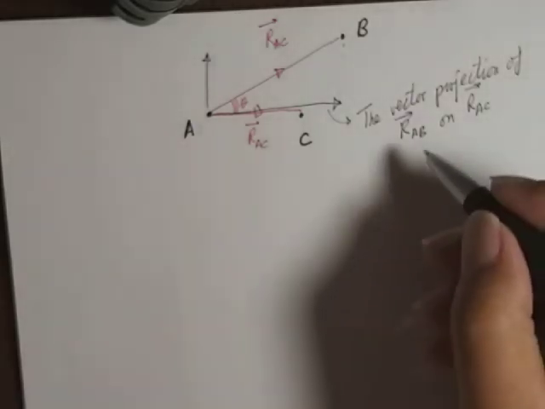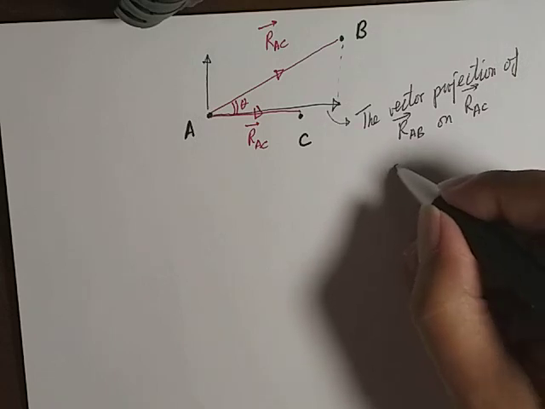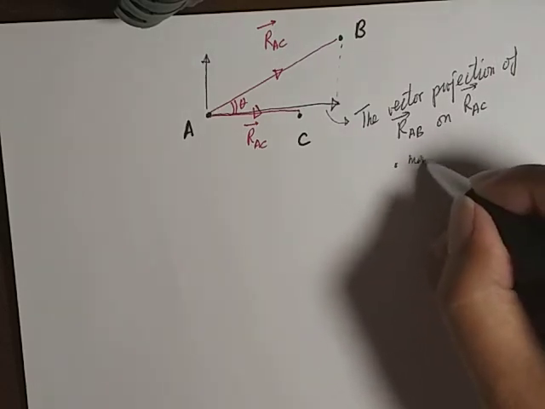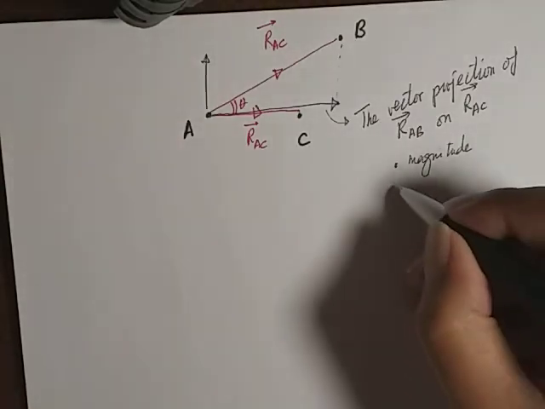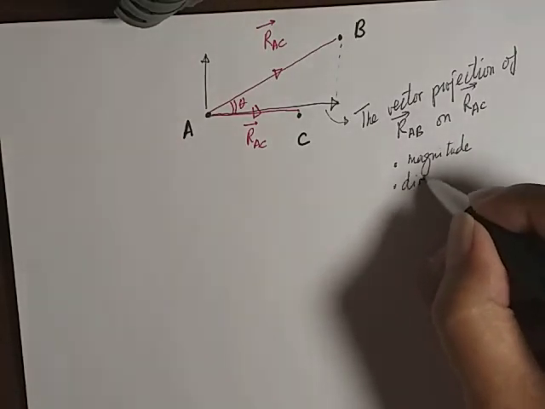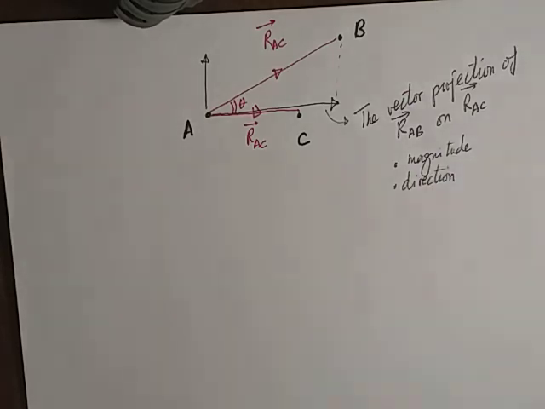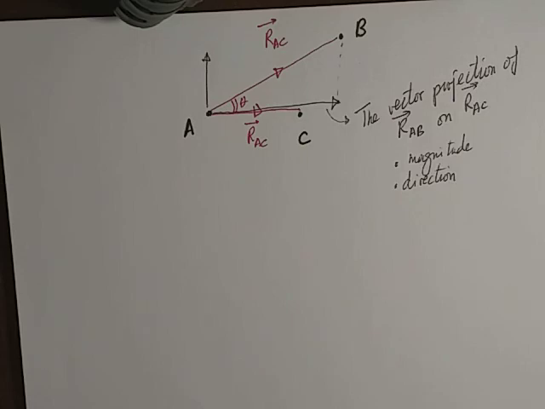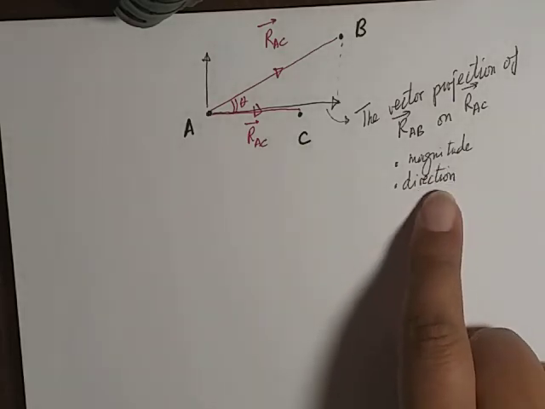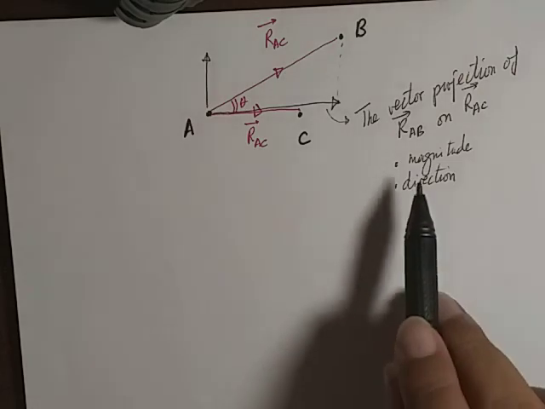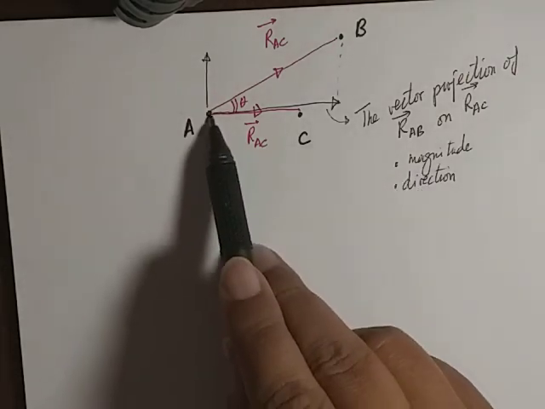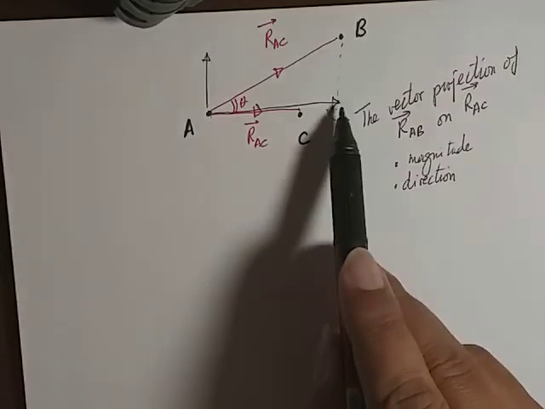Because we know a vector must always contain two pieces of information. The first one should be the magnitude. The second component should be the direction. So whenever we have a vector, it must always carry two pieces of information, which are the magnitude and the direction. So how do we determine the magnitude here? Simple. The magnitude should be the length of this particular line.